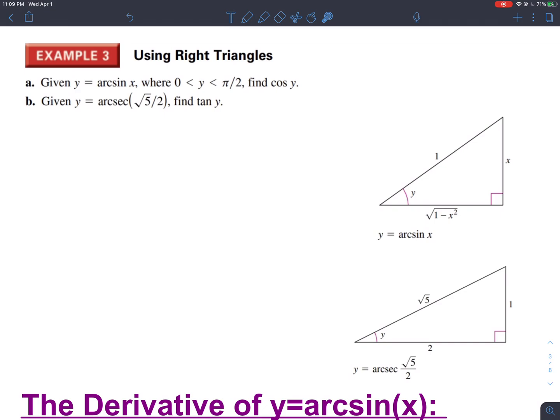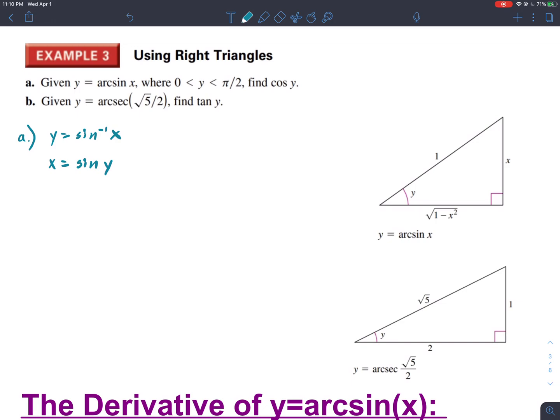So if we are told that y equals inverse sine, and then we're asked to find cosine of y. All right, well, if y equals inverse sine of x, then if I swap the x and the y, I get back to just plain sine, all right?